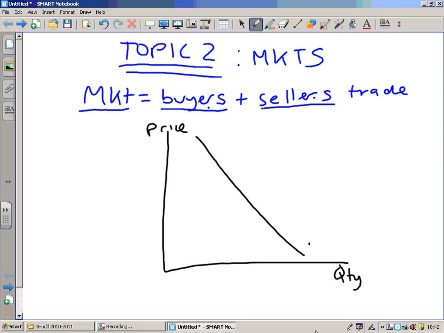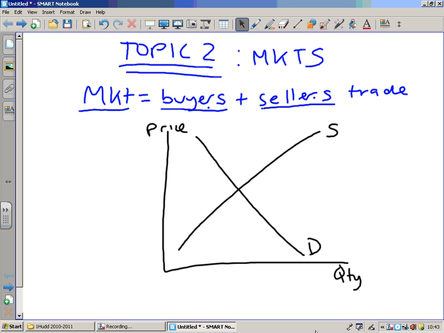We've got our demand line, which shows our negative relationship between price and demand, i.e. price goes down, demand goes up, or as price goes up, demand goes down. And we have our supply line, positive relationship this time, so as price increases, supply increases, or as price falls, supply falls.